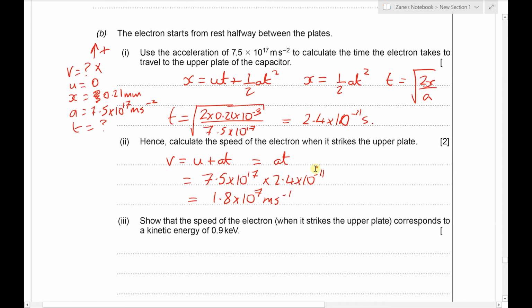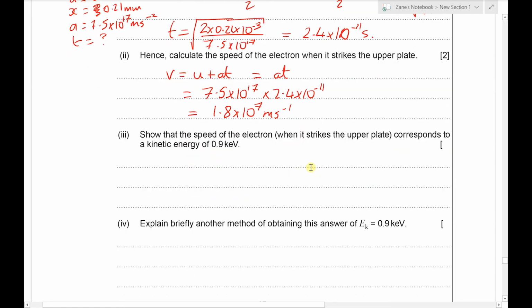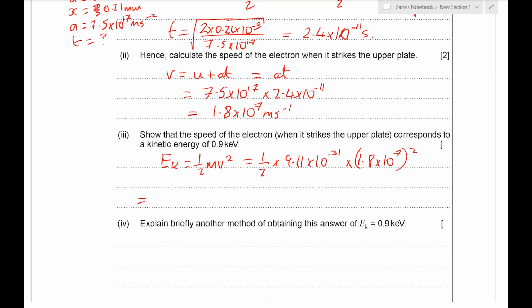Next we've got to show that the speed of the electron corresponds to a kinetic energy of 0.9 kilo electron volts. Well, kinetic energy is half mv squared. So it's half times the mass of 9.11 times 10 to the minus 31 times the 1.8 times 10 to the 7 squared.